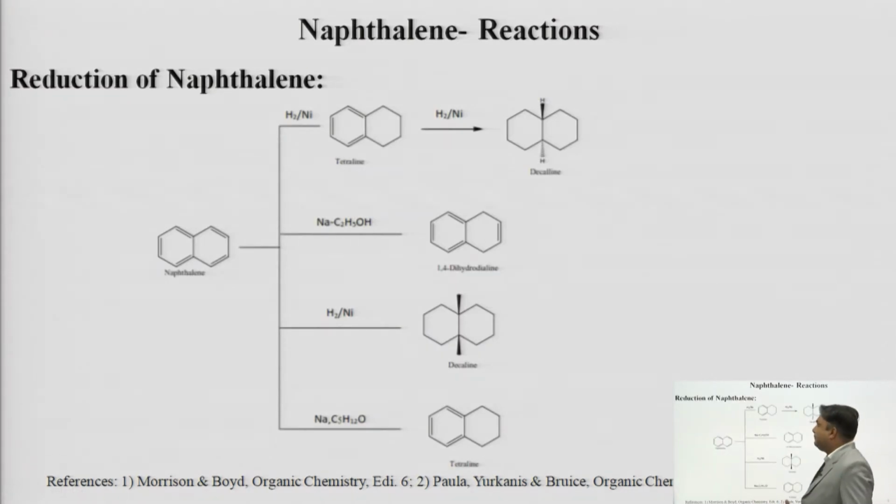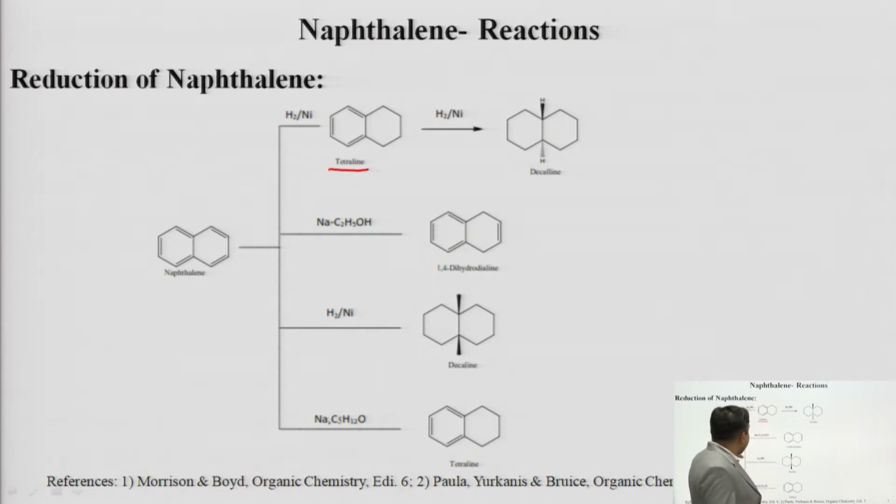Now, the second important reaction given by naphthalene is reduction. As in oxidation, we can have different reducing agents of different capability, and the product formed will be different with different reducing reagents. First of all, when we heat naphthalene in the presence of nickel as a catalyst, we get tetralin as the reduced product.